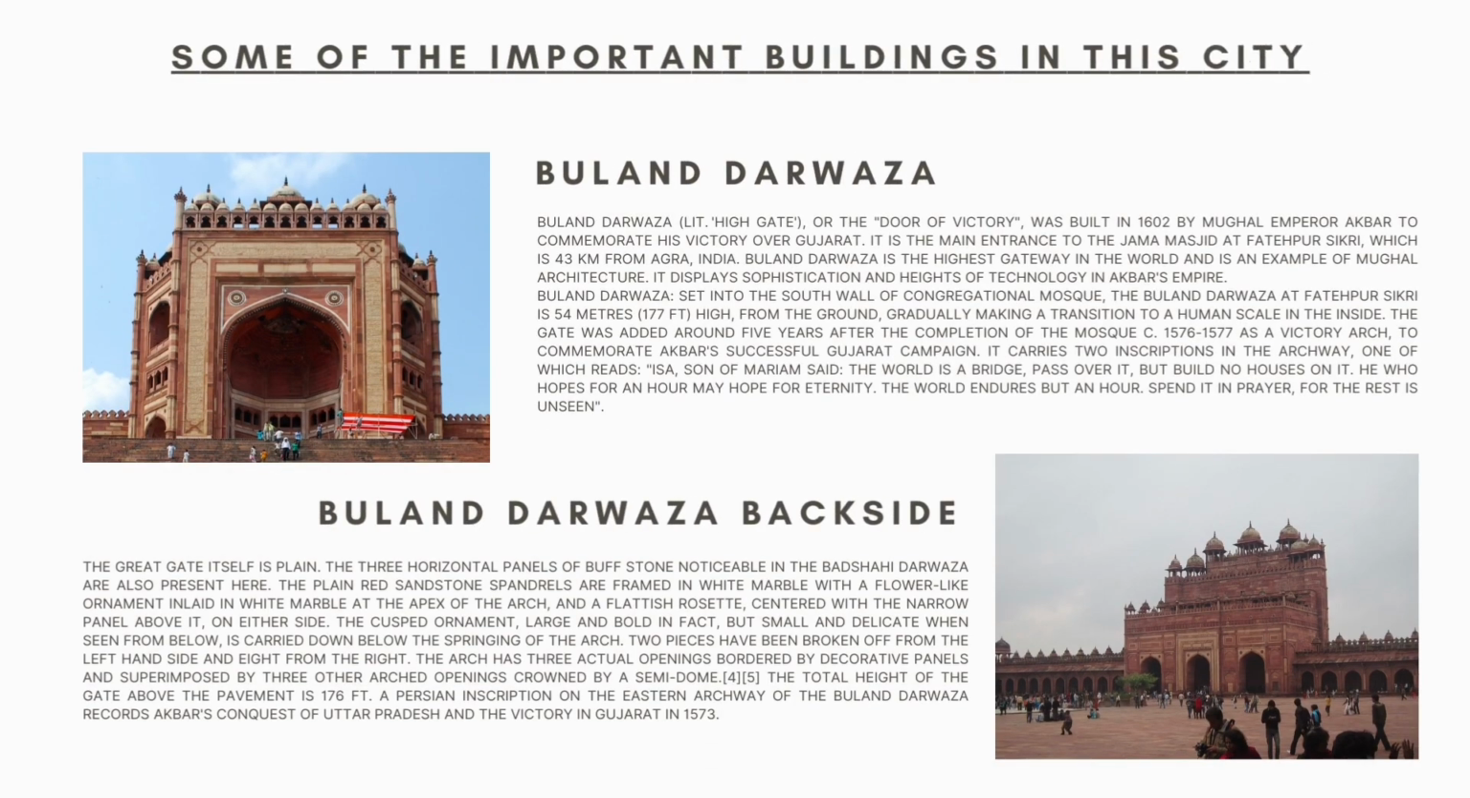Buland Darwaza. Buland Darwaza, or the Door of the Victory, was built in 1602 by the Mughal Emperor Akbar to commemorate his victory over Gujarat. It is the main entrance to the Jama Masjid at Fatehpur Sikri, which is 43 km from Agra, India. Buland Darwaza is the highest gateway in the world and is an example of Mughal architecture.